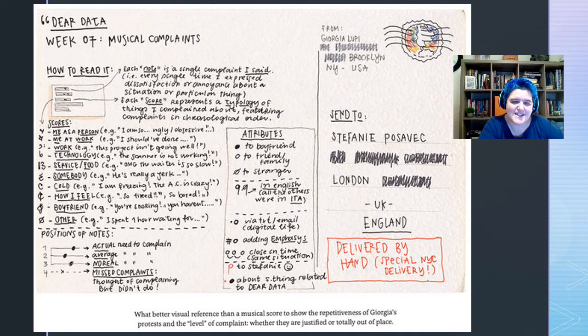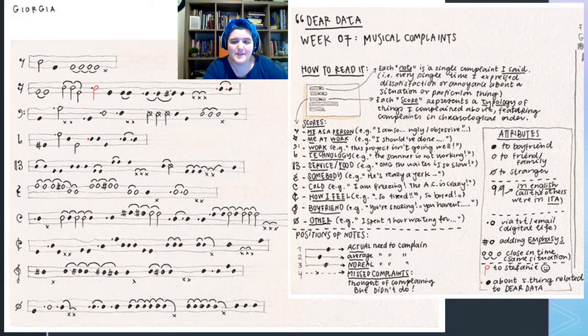So if we look at the key, it says this is a week of musical complaints. And so it says that each note is a complaint. And it says what the complaint was about, whether she needed to complain or not, and who the complaint was to. So we could put these together and you can take a look at them to actually read it.